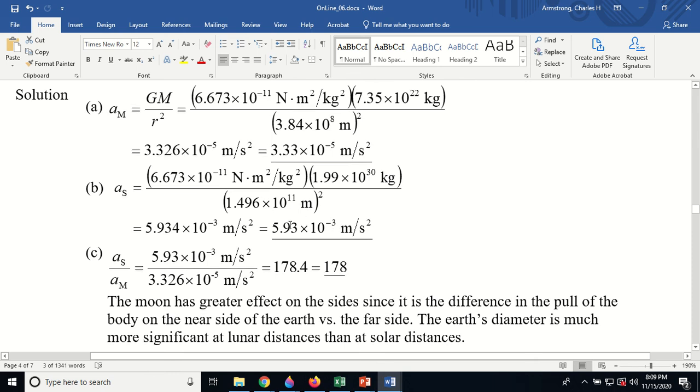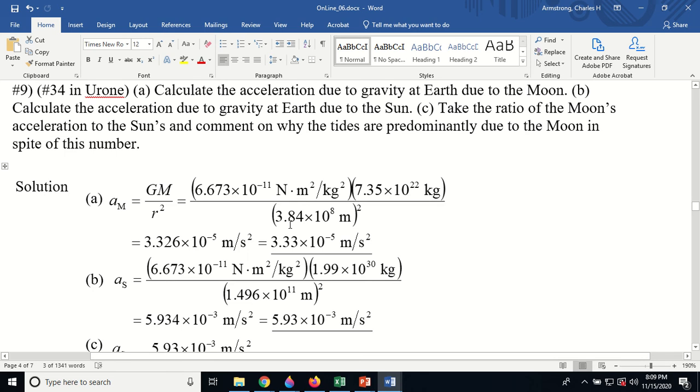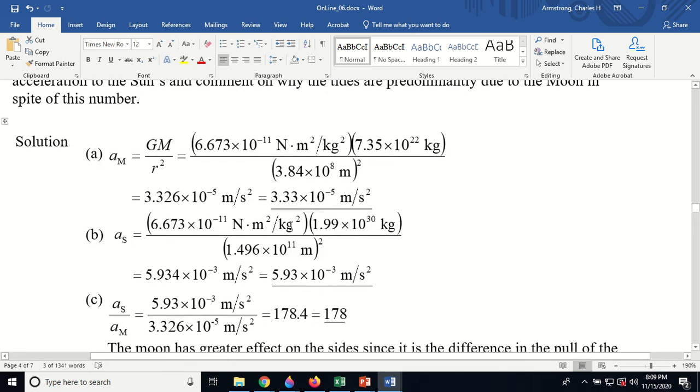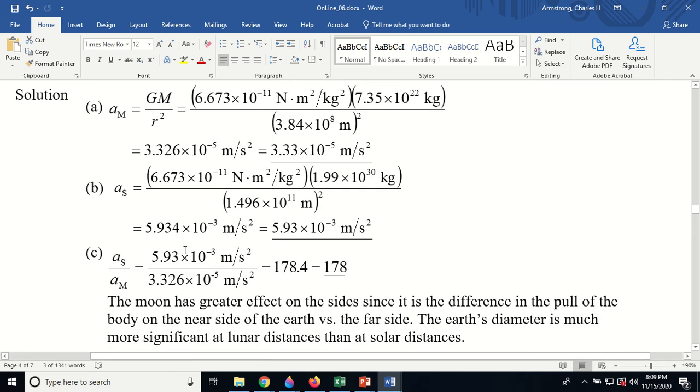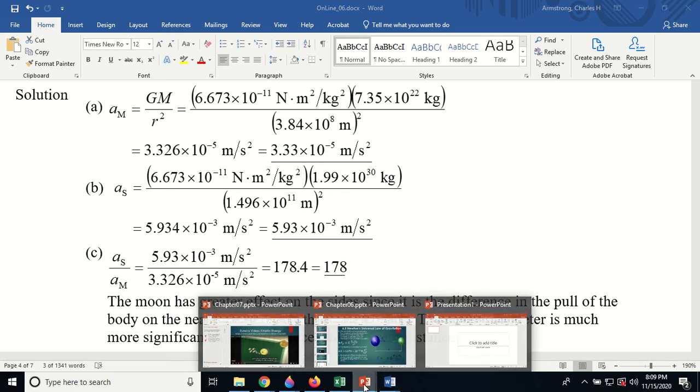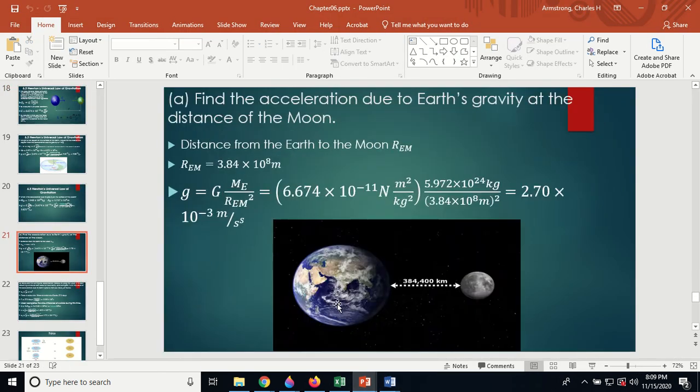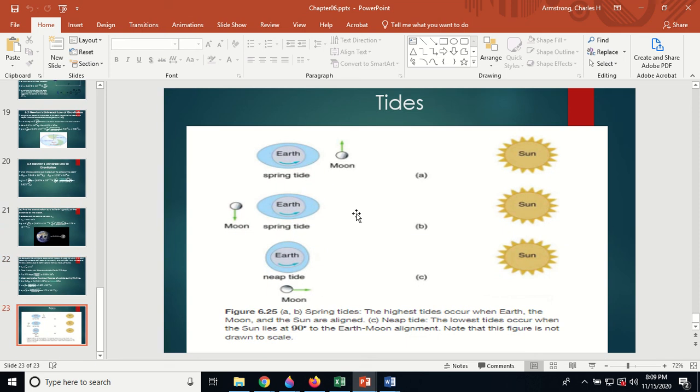So now what we do for part C, take the ratio of the moon's acceleration to the sun and comment on why the tides are predominantly due to the moon in spite of this number. See, this is the acceleration due to gravity at the surface of the Earth due to the sun. Here's the moon. The sun is like 178 times bigger, okay? But why is that? Here's the thing. The sun's impact is always the same, okay? It's where the moon is that causes the differences.